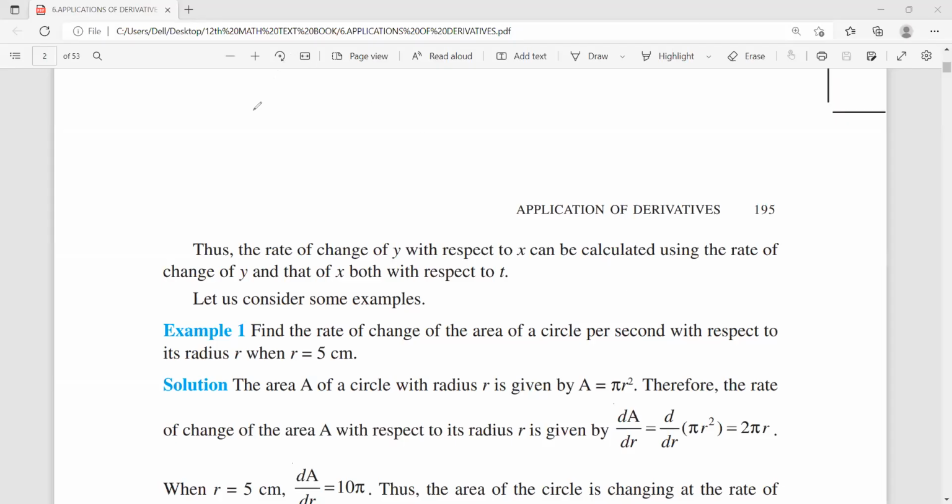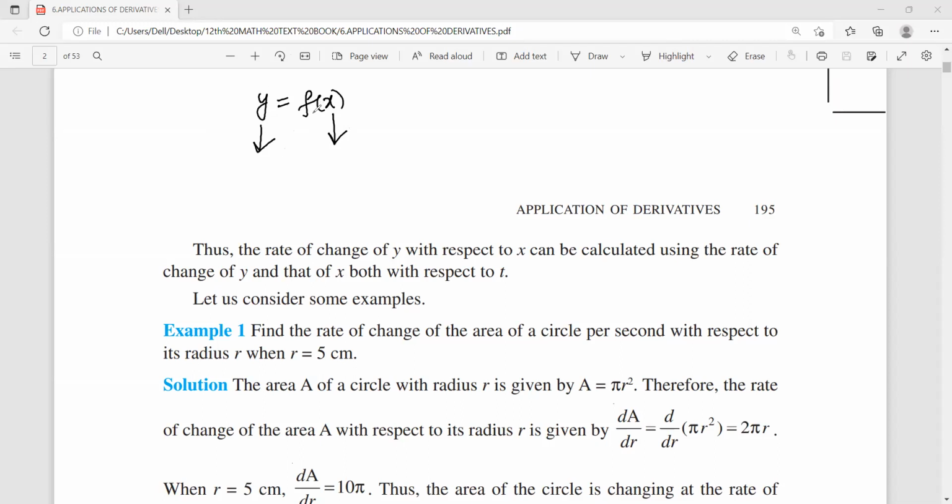Application of derivatives. That means you apply derivatives to find the rate of change of variable y with respect to x. Generally, y equals f of x is a function. As x changes, there will be some change in y.